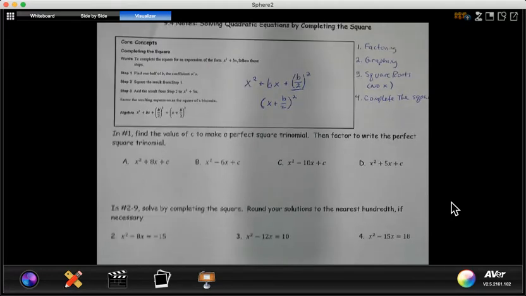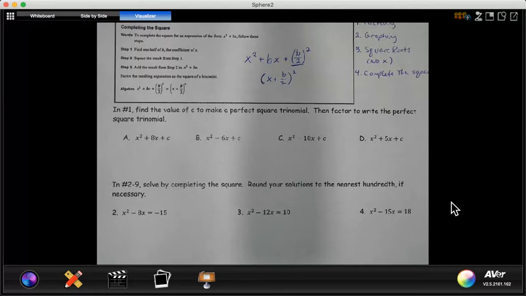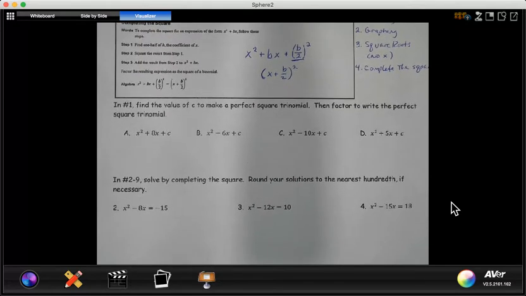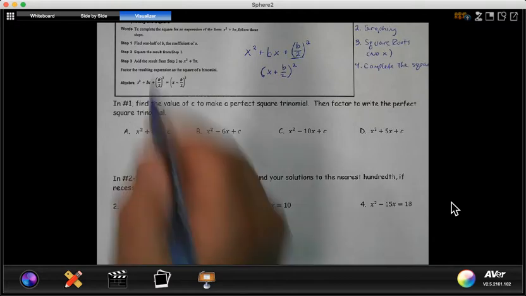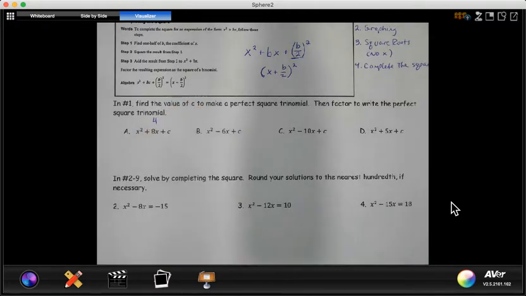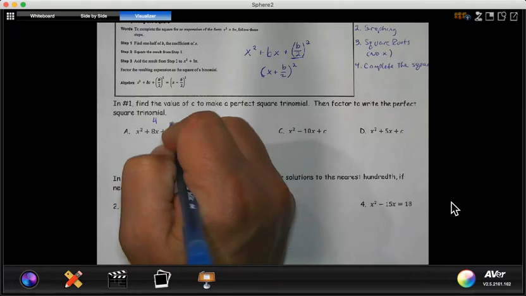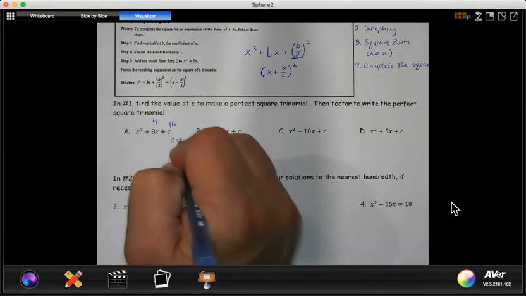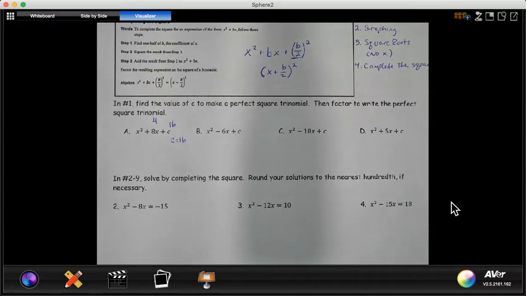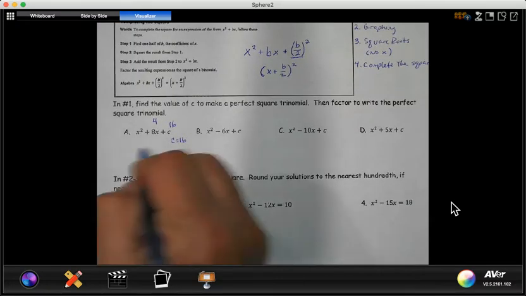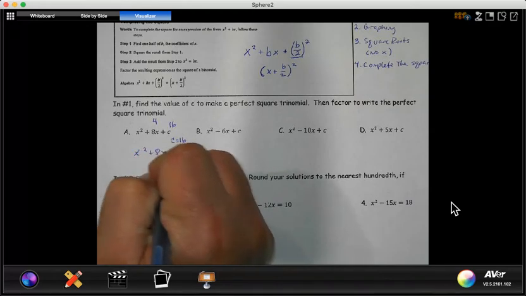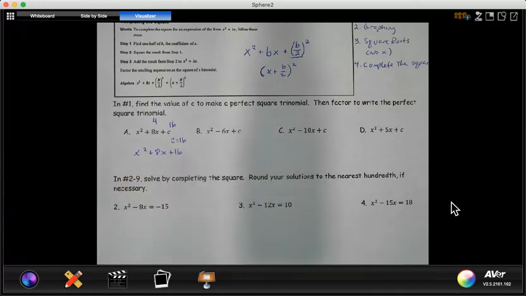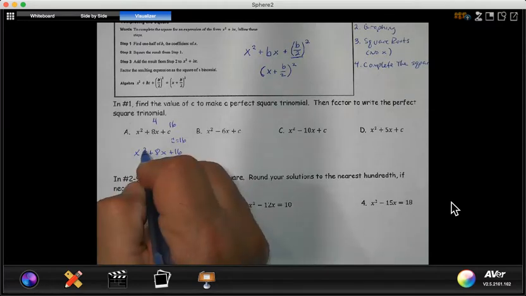All right? So number 1, identify the value of c that makes it a perfect square trinomial, then factor to write the perfect square trinomial. So all I have to do is take this number, cut it in half, that's 4, and then square it. So 4 squared is 16. So in this problem, c needs to be 16. Okay? Then we factor it. So I'll write it out. This is x squared plus 8x plus 16, and it will factor. It's just a neat little trick.